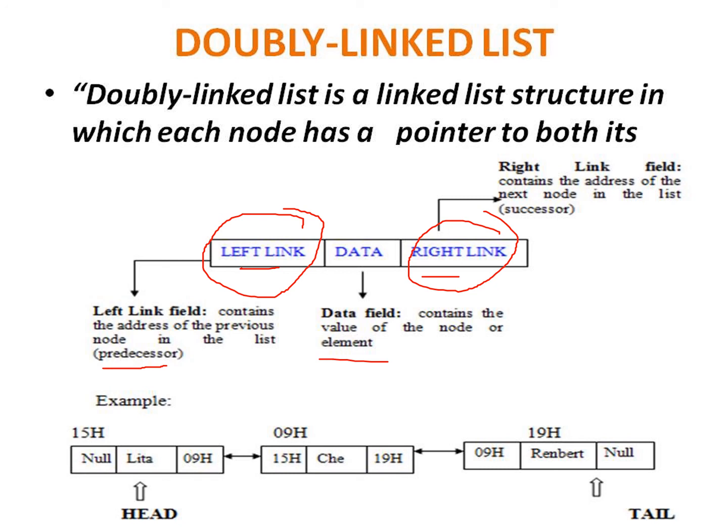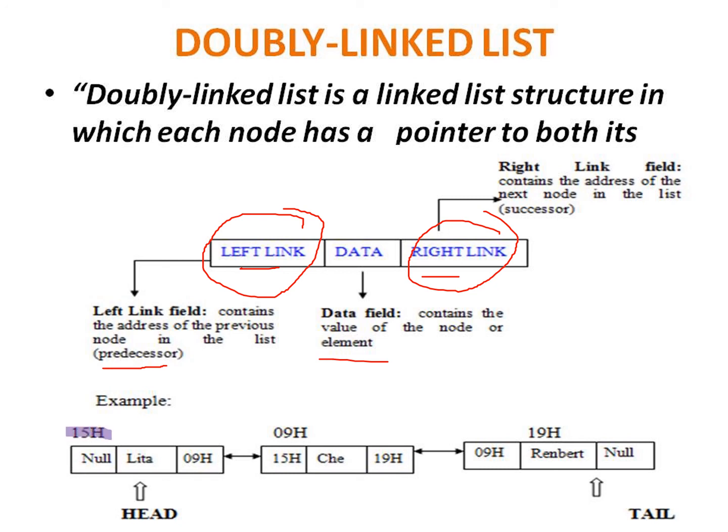Okay, so as you can see, we have here three nodes, okay, Lita, Che, and Renberg. And for each node, it has two link fields. Okay, so two link fields, dalawa. So, how do we refer to this one? Okay, so as you have also noticed, the arrows are double-sided arrows because we are referring to and fro. We are referring to the predecessor and we are referring to the successor. Okay? So, ganito lang po siya. Okay?